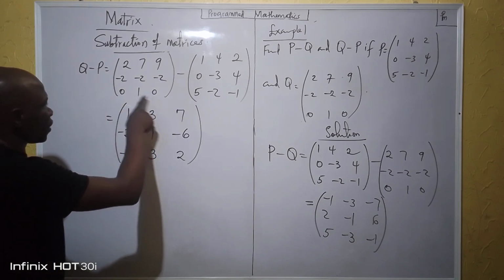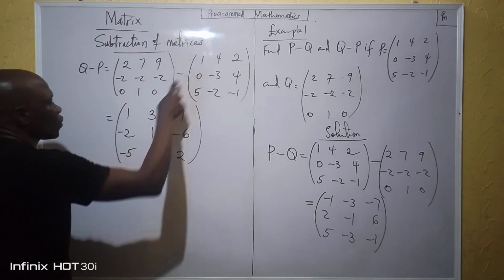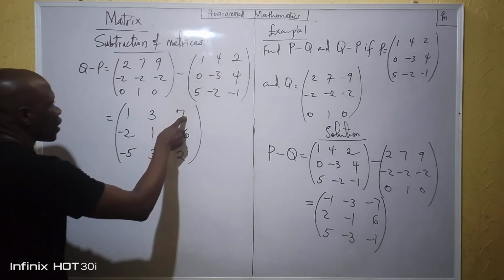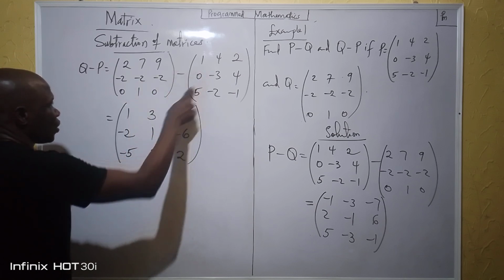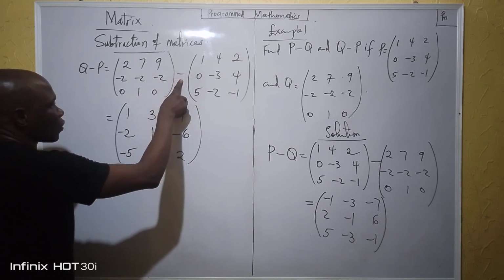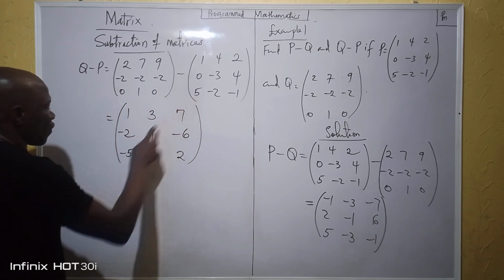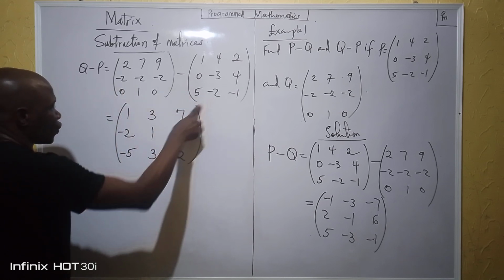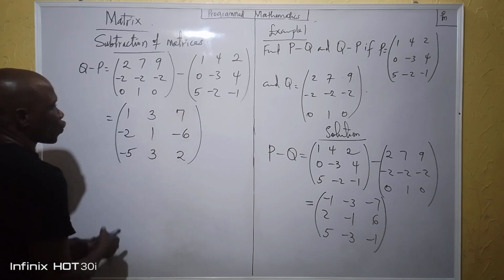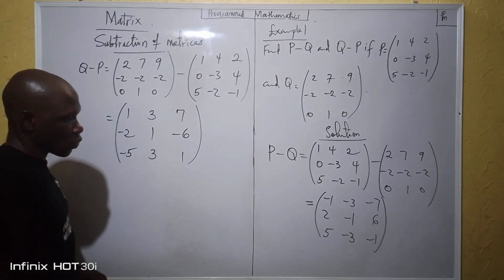Okay, so let's check this again. 2 minus 1 is 1. 7 minus 4, 3. 9 minus 2, 7. Minus 2 minus 0 is minus 2. Minus 2 minus minus 3, 1. Minus 2 minus minus 4, minus 6. 0 minus 5, minus 5. 1 minus minus 2 is 3. 0 minus 1, minus minus 1, this is 1. Alright, so that's what I'm trying to check.